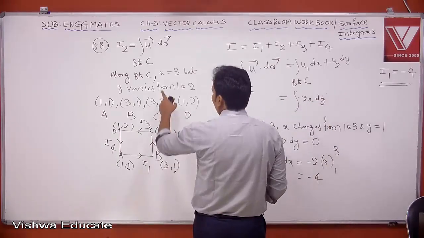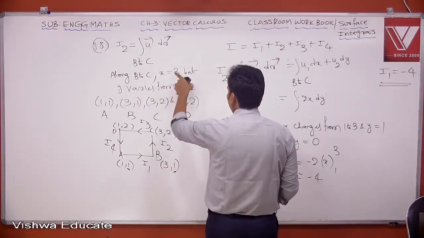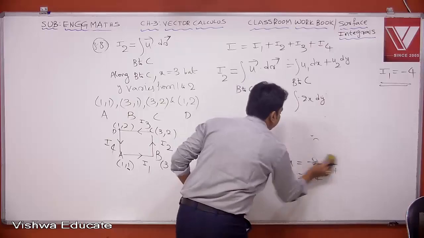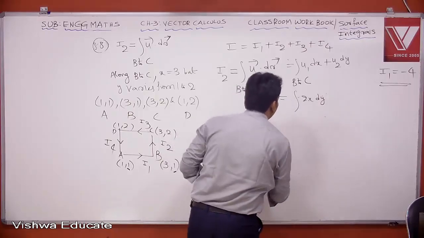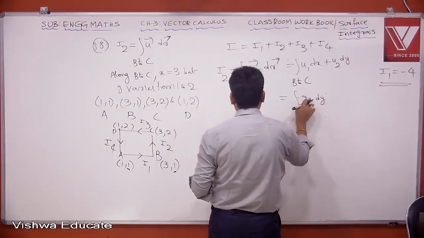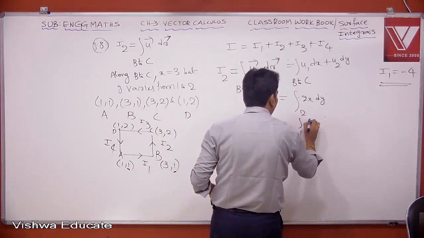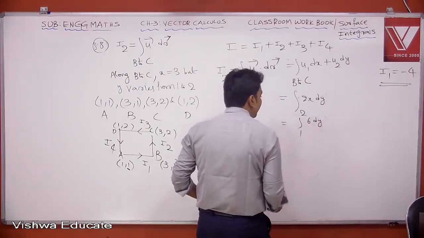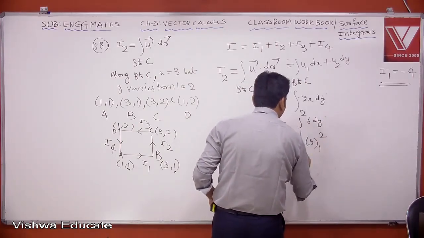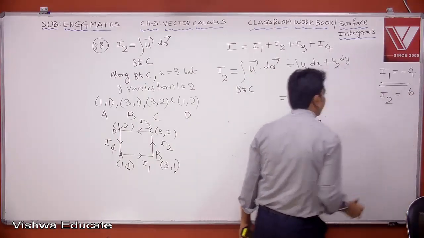But what is the y value? Y is ranging from 1 to 2, but x value is 3. So replace x by 3. So this is integral 1 to 2, 6 dy. Therefore, this is 6 times integral of dy from 1 to 2. So this one is 6. Therefore, the value of I2 is 6.